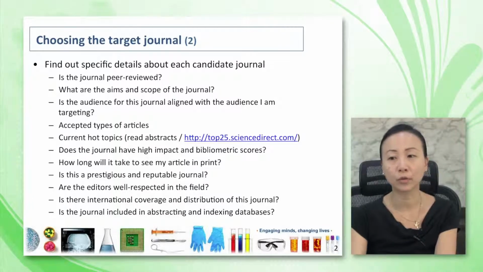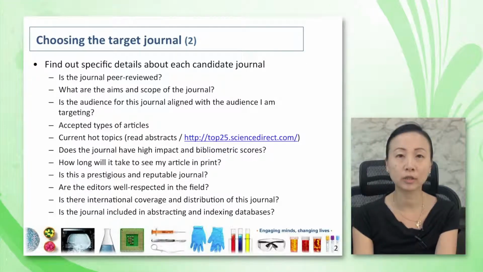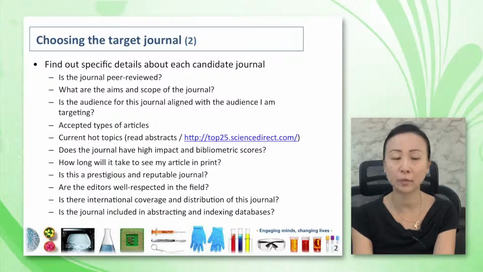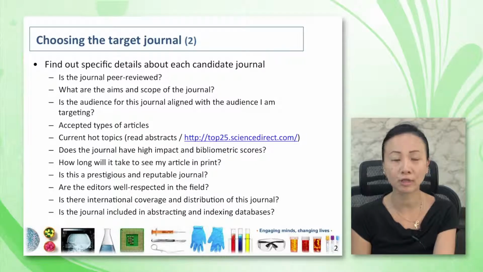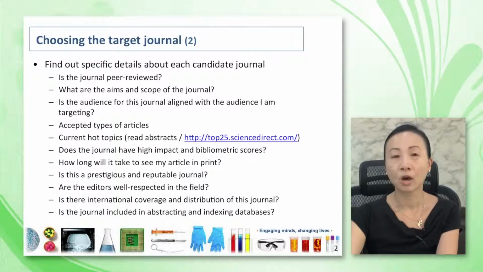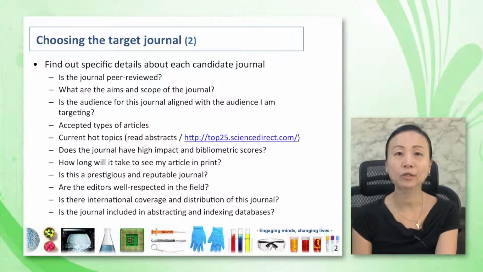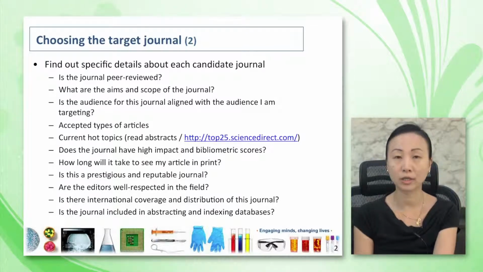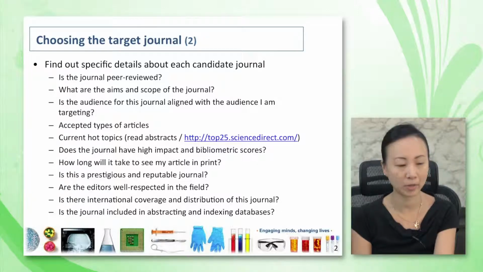Look at the journal's guide for authors to see what types of articles the journal accepts. Does the journal tend to publish empirical or theoretical papers? What article categories does the journal accept? If the journal accepts only review articles, then there's no point submitting your original article to the journal. What are the current hot topics that are being published in the journal? Read the abstracts of recently published articles in those journals to see if your article falls into a similar category of articles that the journal is likely to publish.